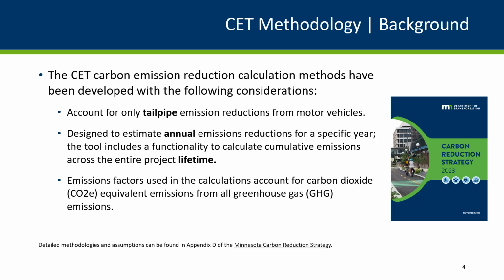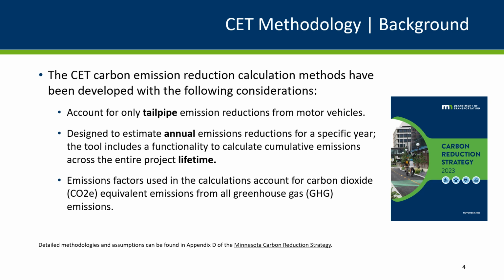Now, let's dig into how this tool calculates emission reductions. The CET quantifies a broad range of project types in the CRS. With the exception of low-carbon infrastructure projects, the emission benefits consider only tailpipe emission reductions from vehicles. This ignores upstream emissions like those from production and refining of gasoline. For each project type, the tool calculates both an annual emission reduction and a cumulative emission reduction for a project's full lifetime. This can be useful for knowing which projects lead to the quickest reductions.